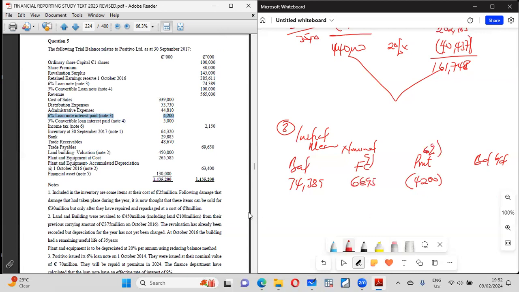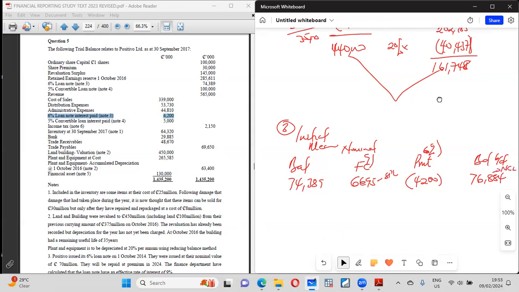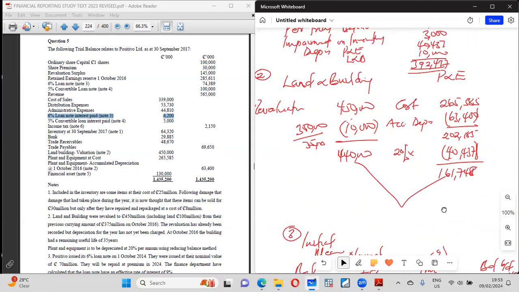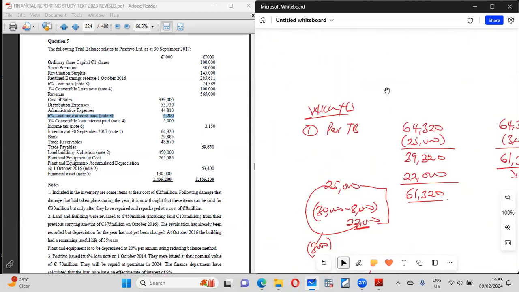So now that we know this, we are going to add our 6,695. All right. So we do 74,389 plus 6,695 minus 4,200. So we will have 76,884. All right. So that is that. Now, what does that mean? This one is going to my SPL finance cost. This one is going to my NCL. This is IFRS now. We don't do 2 years. So straight away, finance cost.